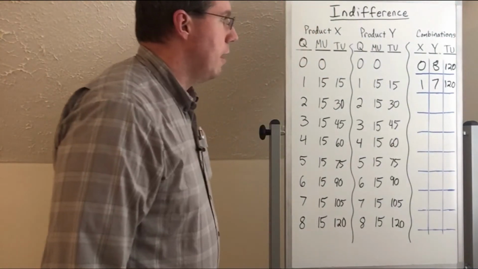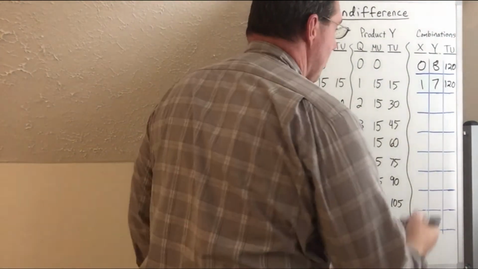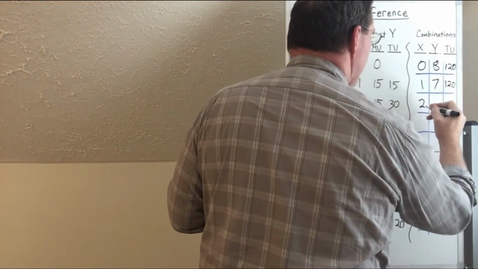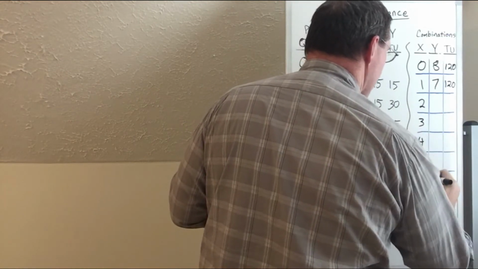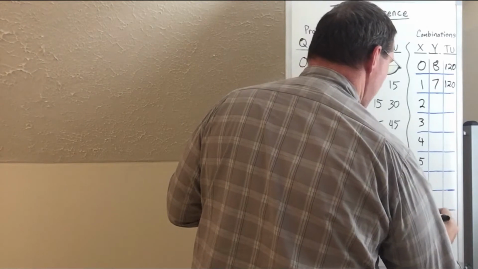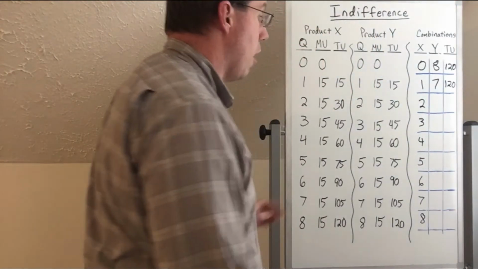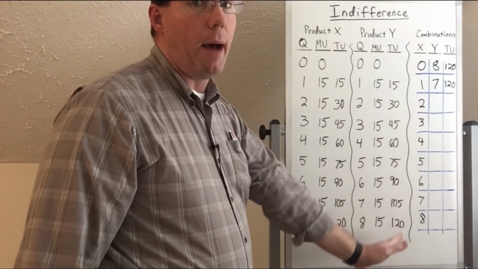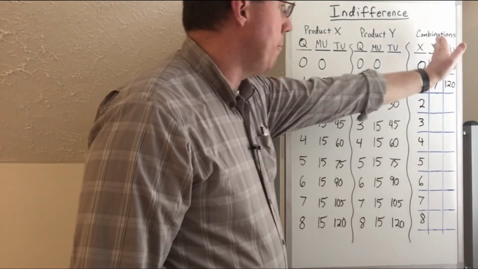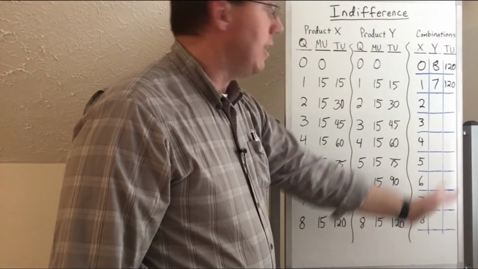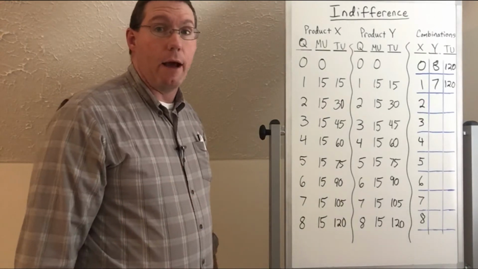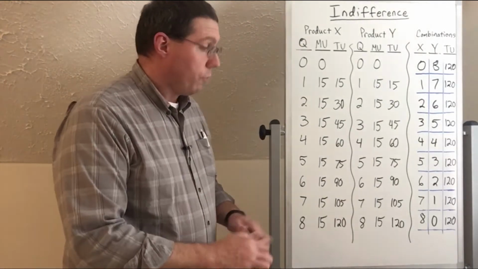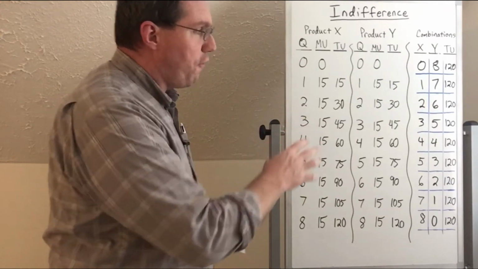utility, okay? And now what we're going to do is the exact same thing for 2 units, 3 units, 4 units, 5 units, 6 units, 7 units, and 8 units of product X. So X is going up by 1, and we're going to see how much Y we need to equal 120 all the way down. So I'm going to go ahead and fill that in right now real quick. Okay, so you can see it's very formulaic here.